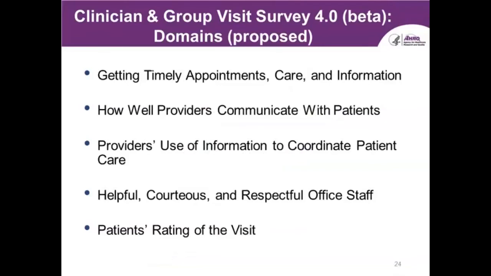The Clinician Group Visit Survey 4.0 Beta includes questions that address 4 main areas. They're called out here by their formal name. These are proposed domains to look at: getting timely appointments, care, and information; how well providers communicate with patients; providers' use of information to coordinate patient care; and helpful, courteous, and respectful office staff. And then there is a patient rating of the visit.